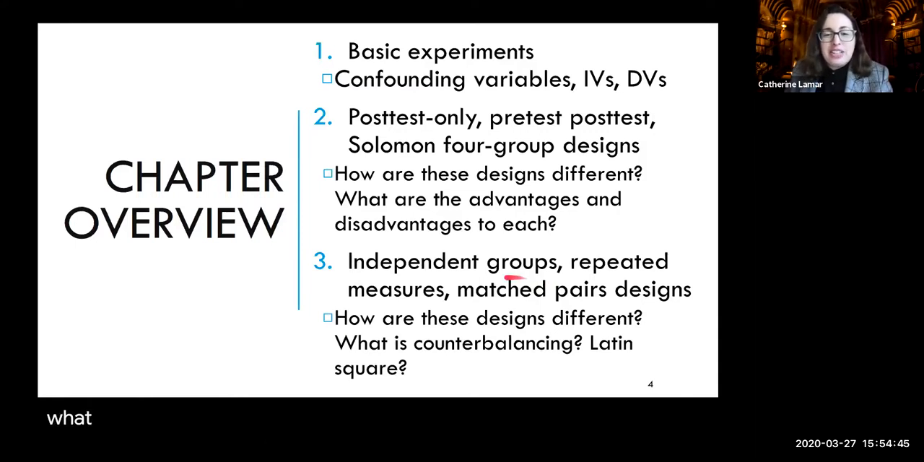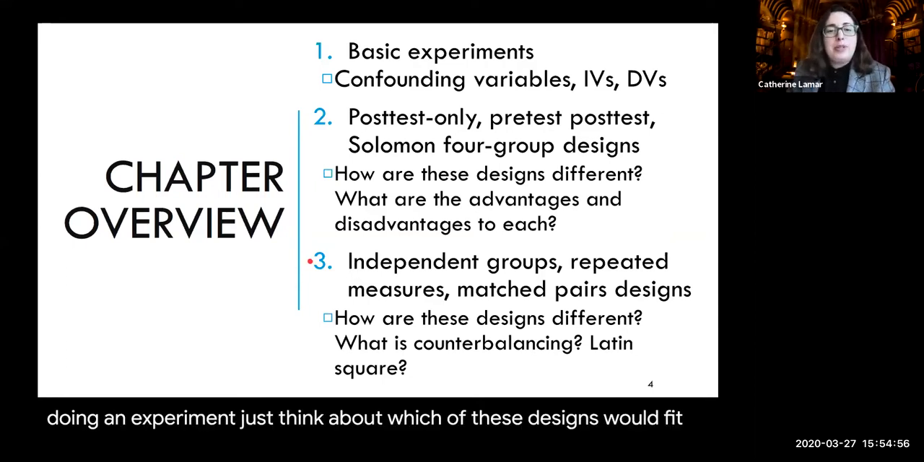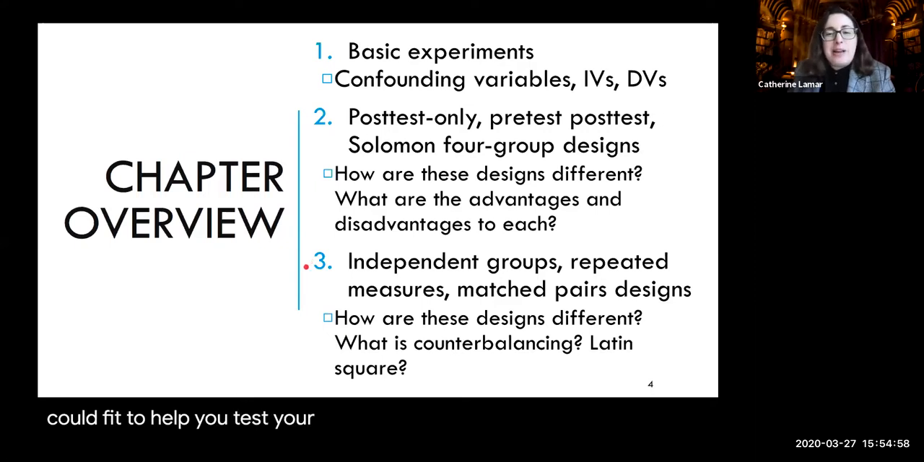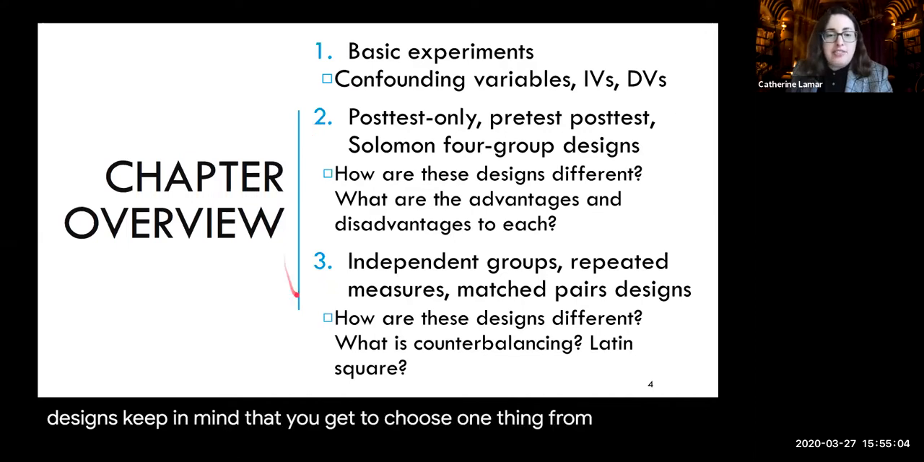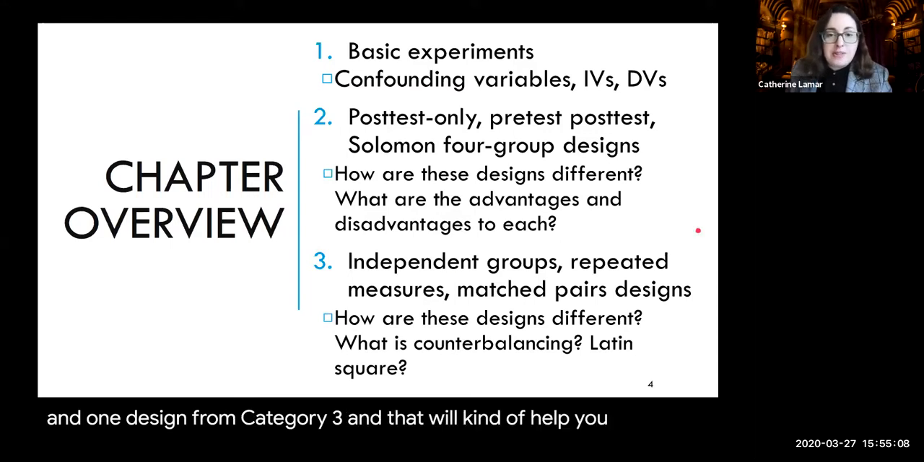So I want you to think about your own research projects and the different types of experiments that could work best. Even if you're not doing an experiment, just think about which of these designs would fit or could fit to help you test your hypotheses. And when you choose the designs, keep in mind that you get to choose one thing from category 2 and one design from category 3. That will help you create experiments in the future as well.